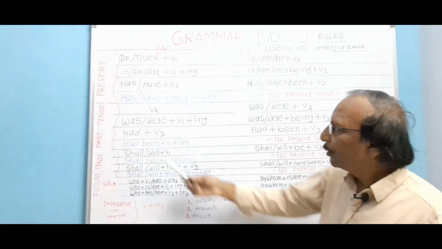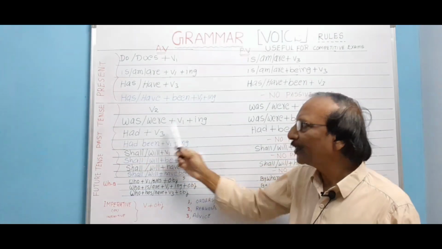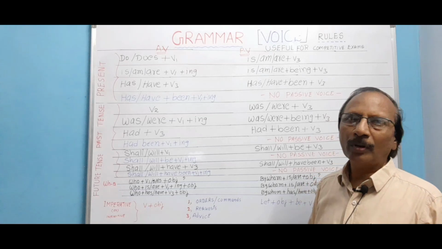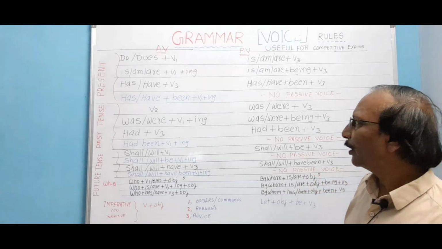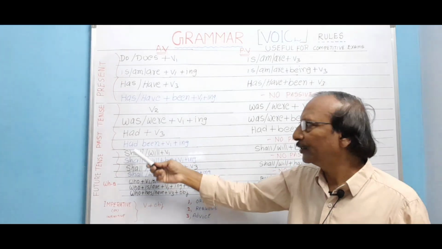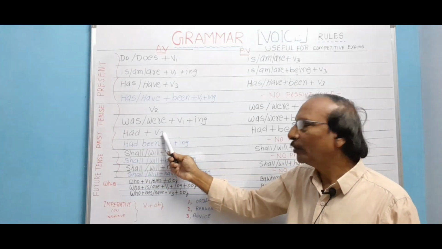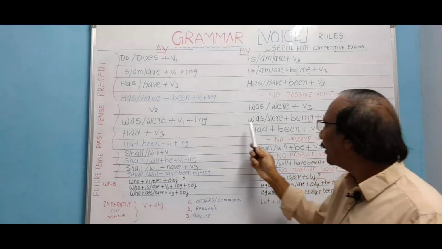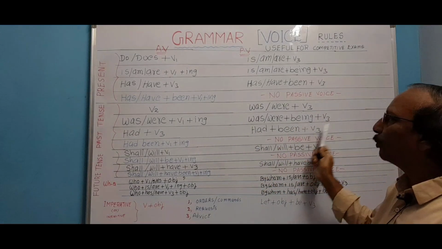Now let us see past perfect. Had plus V3. In past perfect, we come across had plus V3. I had, we had, they had. There will be no change. I had written, V3. I had written a letter. A letter had been written by me.